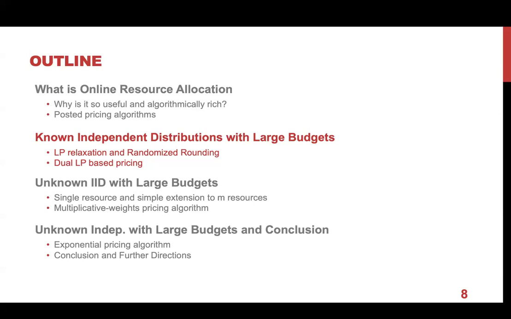The problem becomes more challenging, which will be the next part, in the unknown distribution settings. What if you have unknown i.i.d. arrivals? How can you go about designing, again, 1 minus epsilon approximations? And then towards the end, we'll talk about unknown independent distributions, but not identical. So how can we still design some good algorithms there?